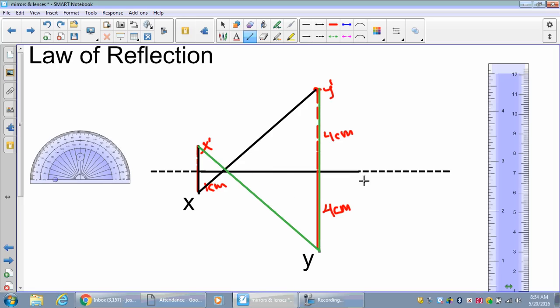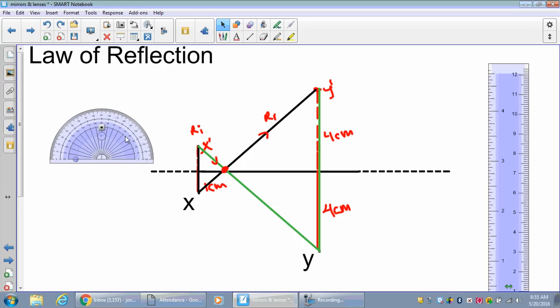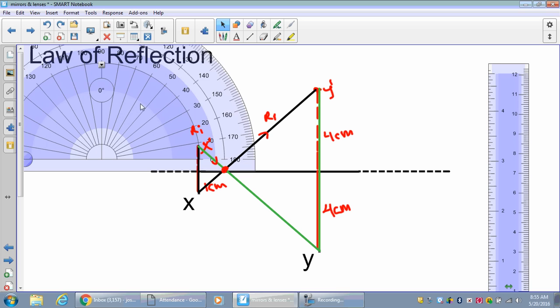Okay, good. Now what we can do is find where the points of incidence are. Points of incidence here. This is where we're going to measure our angle of incidence. So if this is our ray incident here, this would be our ray reflected. Okay, we're going to measure from here with our protractor.